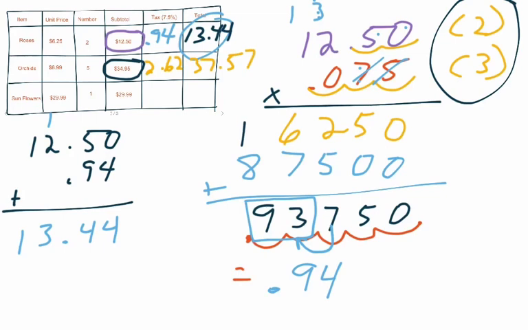So try sunflowers too. I switched to that screen just a second ago, but try that $29.99 and see what you get, and see if you can finish out this table. But this is the basic way that you will solve for sales tax on items.